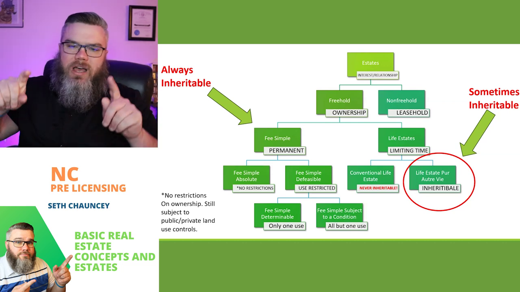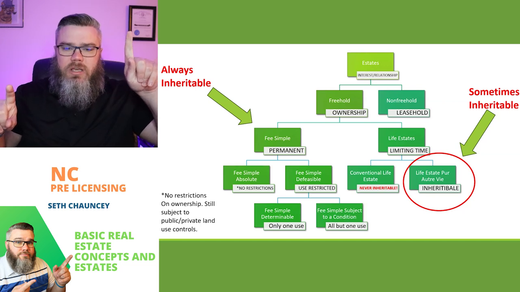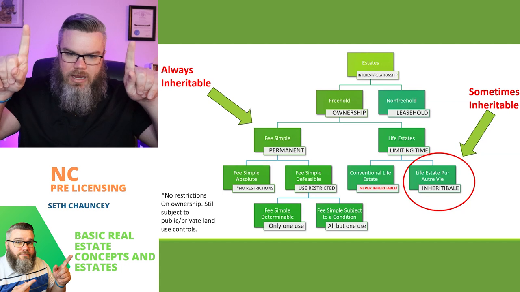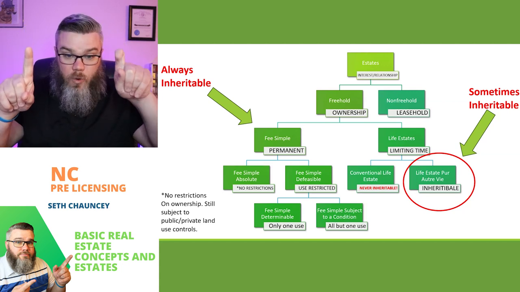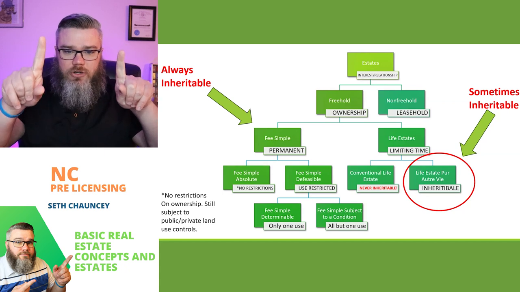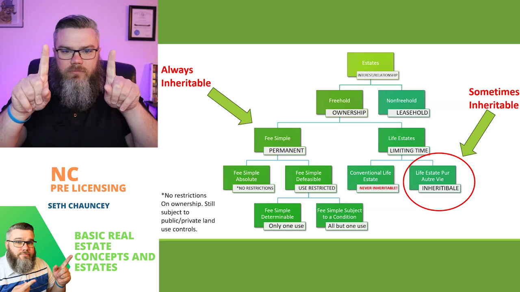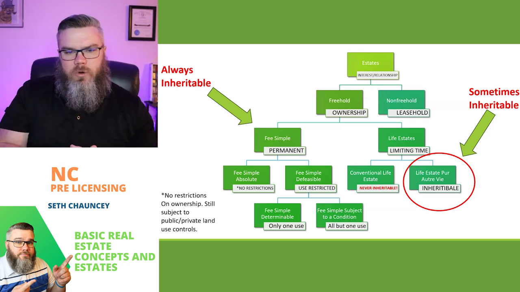In life estates, you've got two things you have to understand. Who the owner is and who is, what we call, the measuring life. In a conventional life estate, they're the same person. Eliza is the owner, and Eliza is the measuring life. She owns it so long as she is alive. And so when she dies, she does not own it anymore.